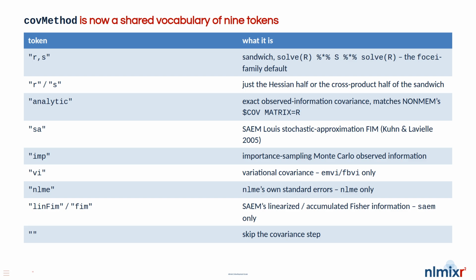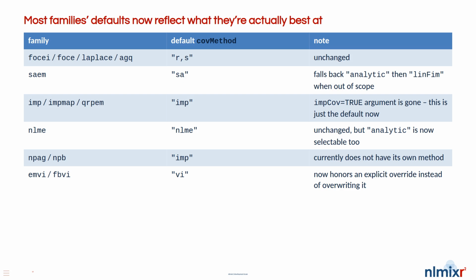Here's the full list of supported covariance matrix methods. Some are still only found in their corresponding methods. If you specify an empty string, the covariance step is simply skipped. This lists the default covariance methods. Most defaults stayed put because they were already the right choice for that family.